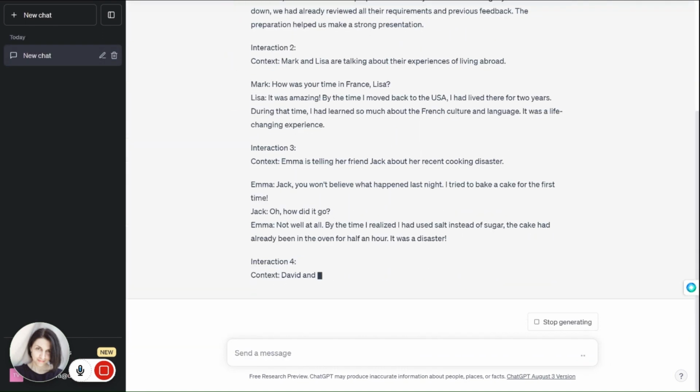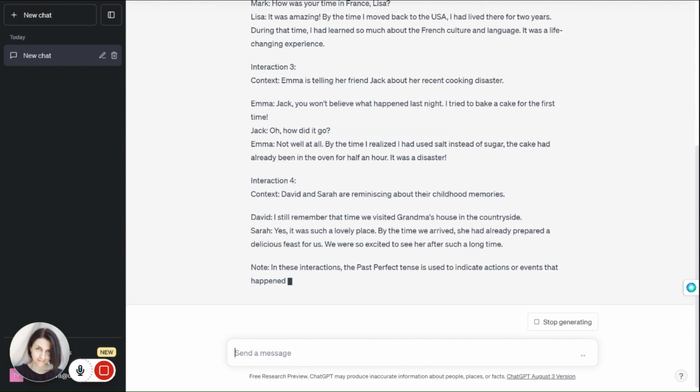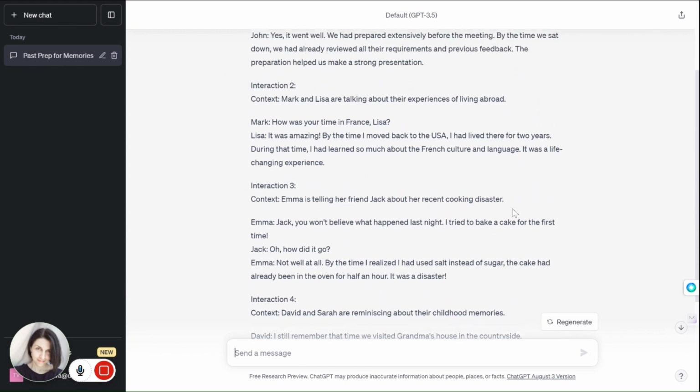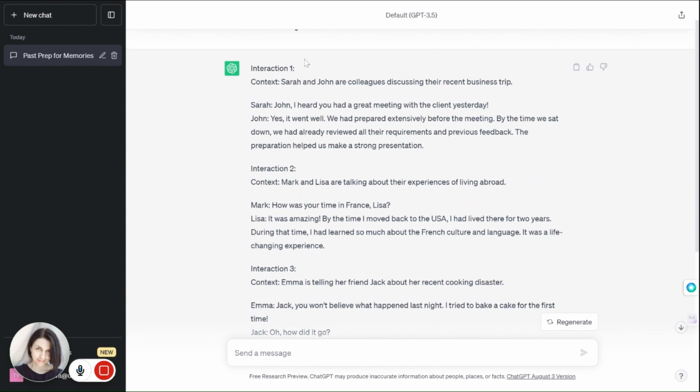And here we have our interactions. Interactions are like mini dialogues. After it stops writing, you can go back and copy it or just see which interactions are most relevant to you. That's how you can figure out how something grammatical works in context.